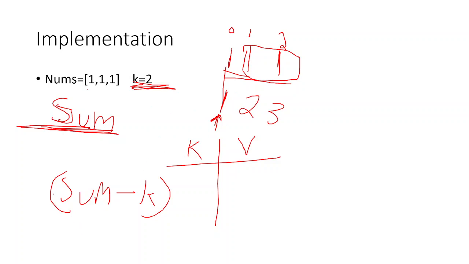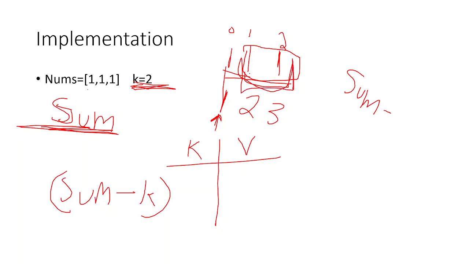So basically we check if sum minus k is present in the array or not. Why sum minus k? It's pretty much logical, right? If we are finding something like sum minus, for example, here the sum is 2, right?